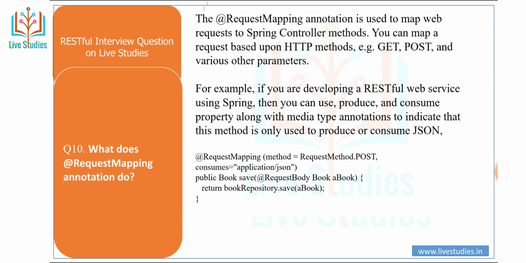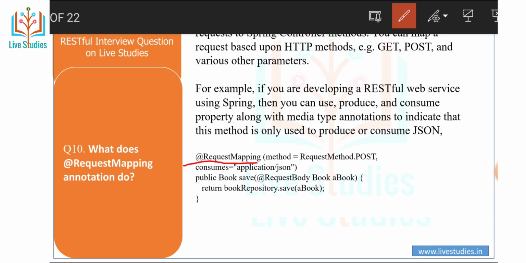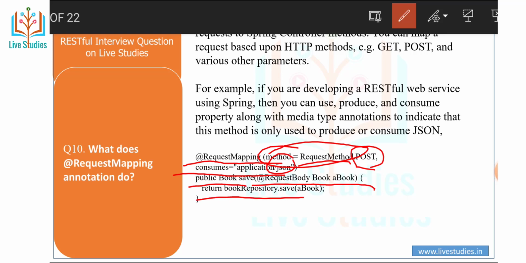For example, if you are developing REST web services using Spring, then you can use the produces and consumes properties along with the media type to indicate that this method is only used to produce or consume JSON form. See this, like @RequestMapping, you can use the method, which type of method? RequestMethod.POST, and consumes equal to application/json type. You can use the save method with @ResponseBody, and they return repository.save(book). That's it.